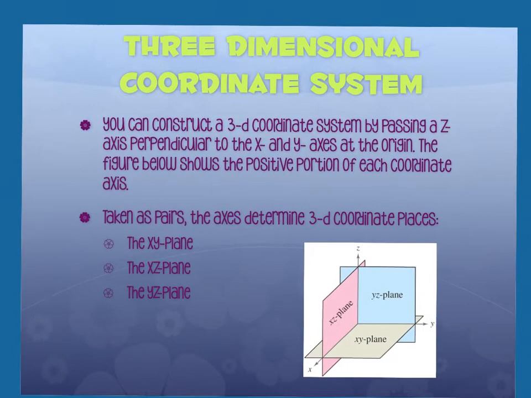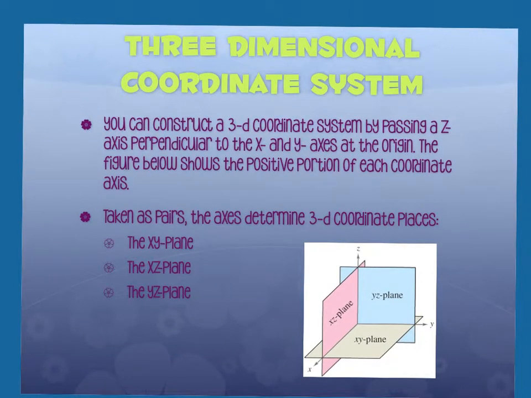A 3D coordinate system can be constructed by passing a z-axis perpendicular to the x and y-axis at the origin. The figure below shows the positive portion of each coordinate axis. So notice that the x-axis and y-axis are now flat, okay? And you're passing the z through it vertically.